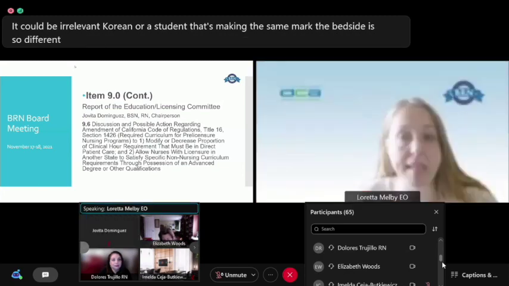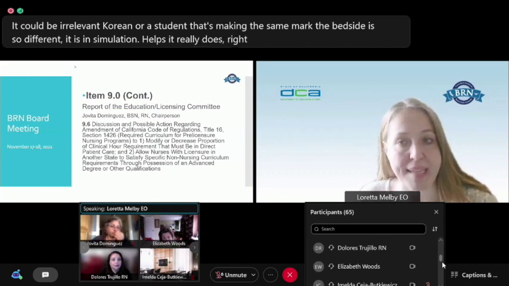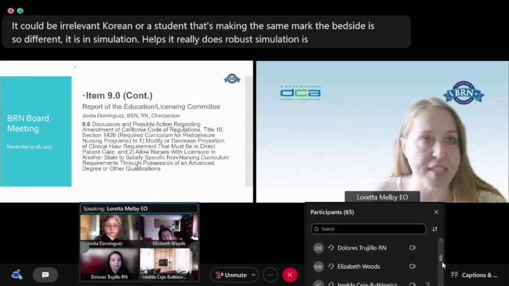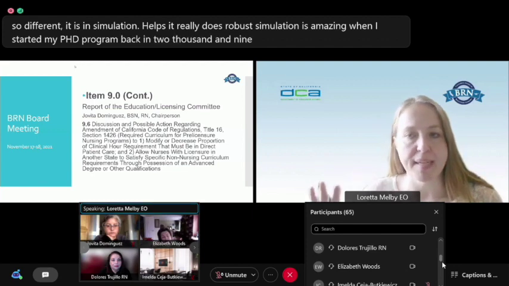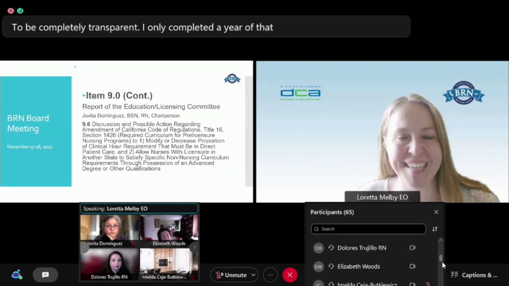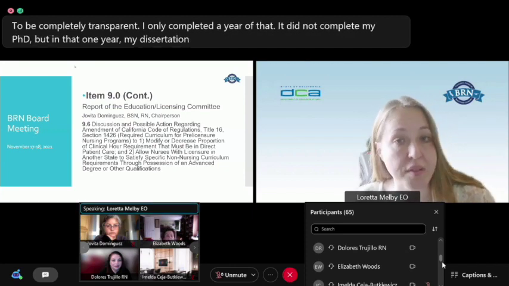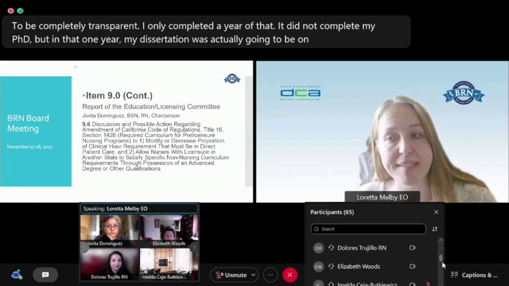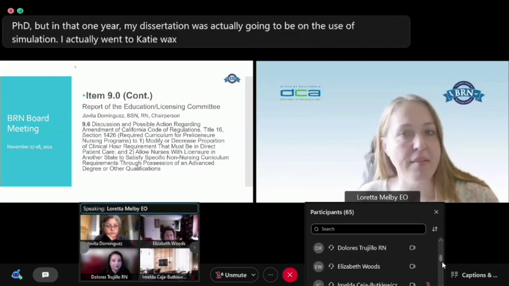It is, and simulation helps. It really does. Robust simulation is amazing. When I started my PhD program back in 2009, and just to be completely transparent, I only completed a year of that. I did not complete my PhD. But in that 1 year, my dissertation was actually going to be on the use of simulation. I actually went to KT Waxman's classes, and she was an idol of mine.